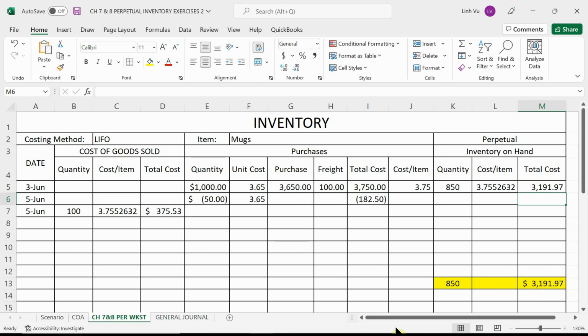But in this case, that's because I returned something. That was the only reason why I adjusted my cost per item. But in this case, this number never changes. That means the next time I sell something, it's still going to be at $3.7552.632. That never changes.